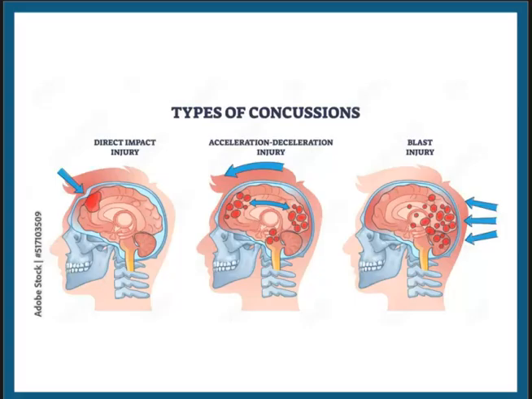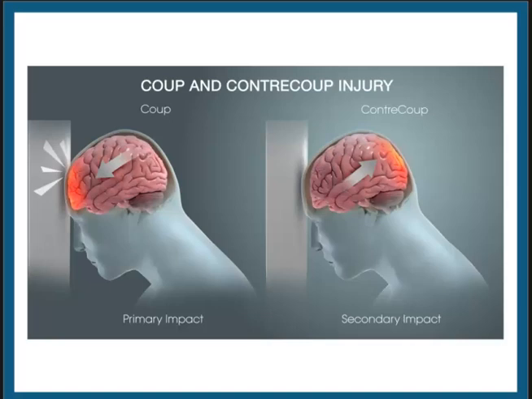So types of concussions, you have your direct impact, hit the head, your A-cell, D-cell, hit here and then here, or a blast injury. That is direct blunt force trauma to one area. This is your coup contra coup, same thing with your A-cell, D-cells.